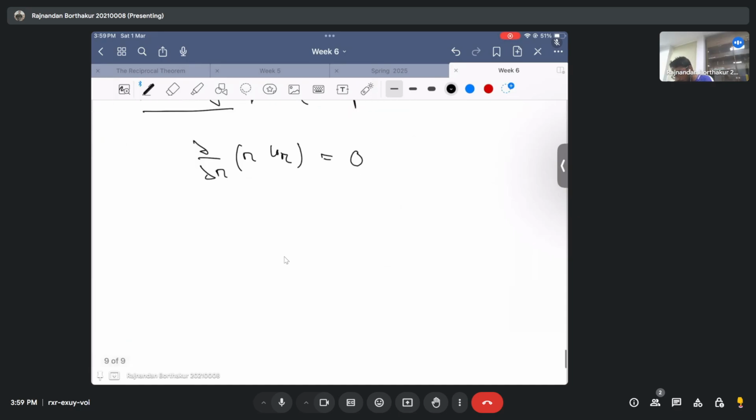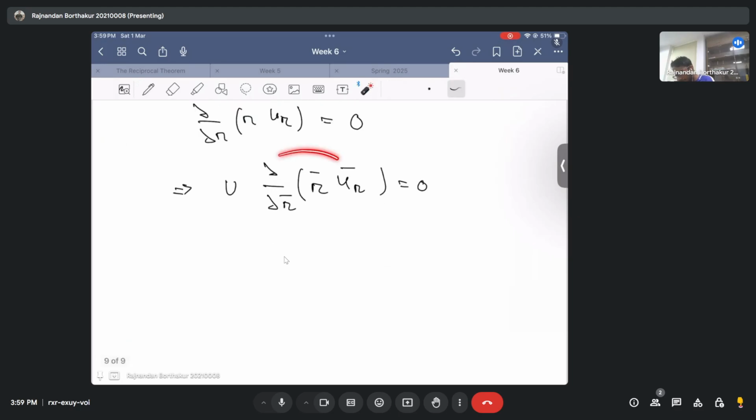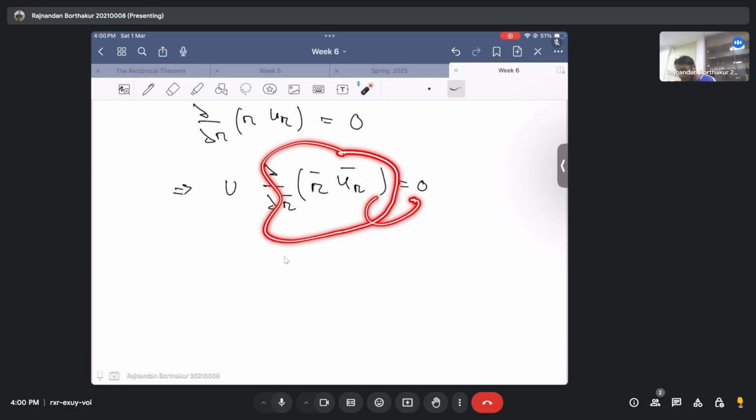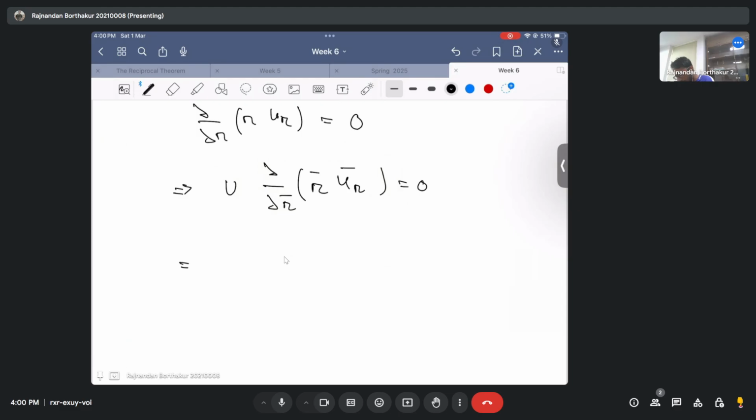If I now non-dimensionalize my continuity equation, what will we get? We'll get u times del r bar of r bar ur bar equals 0. Since the prefactor can't be equal to 0, because there is a physical suction that is taking place, the other factor should be equal to 0. Otherwise we would end up with a trivial solution. So del r bar of r bar times ur bar equals 0.